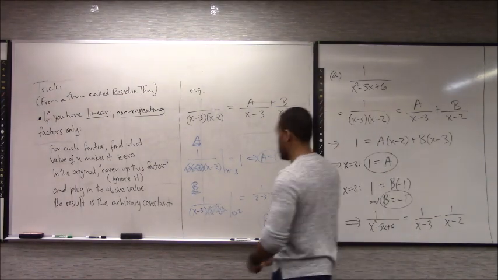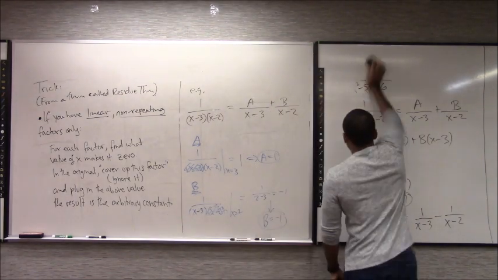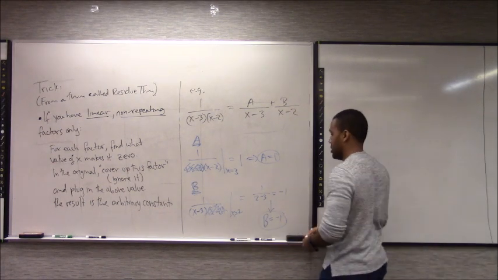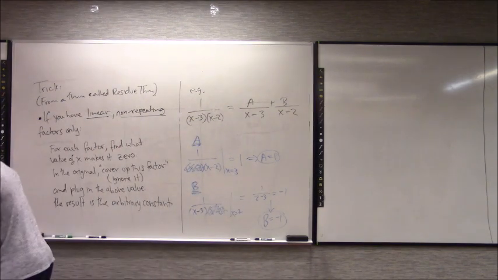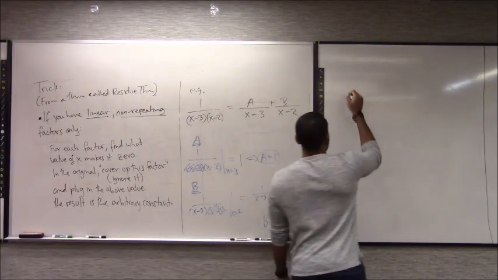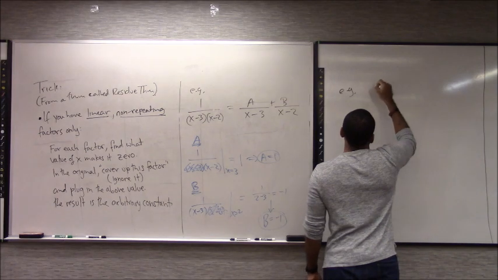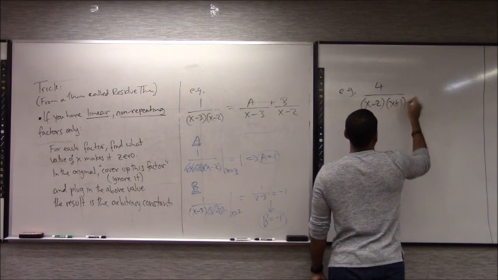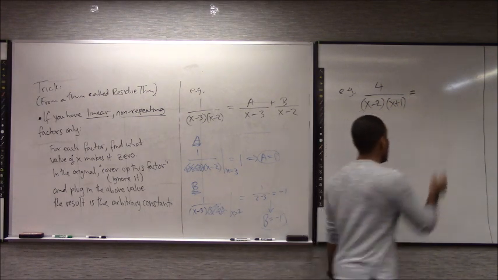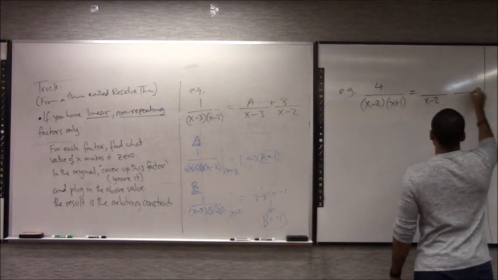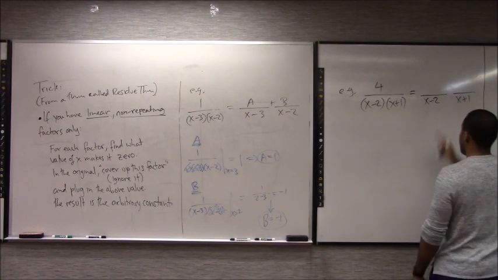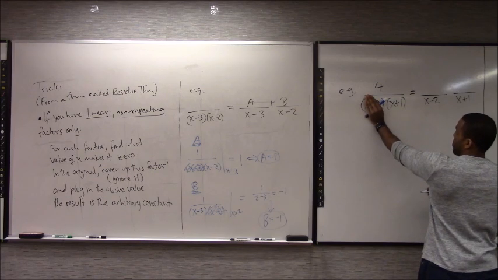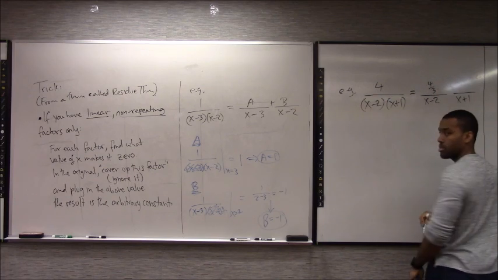Right? You can always do this. So if we had something like, this is just a side example, kind of going off on a tangent here. It's a nice trick to know. So if we had 4 over x minus 2 times x plus 1, what is the partial fractions? Well, x equals 2 is going to make this 0. Cover that up, plug in 2. What do I get? 4/3. That's going to be the answer.